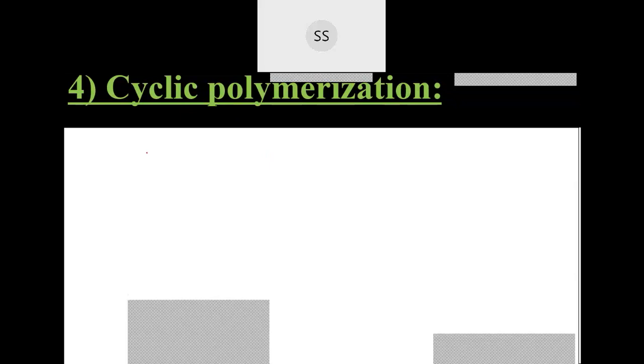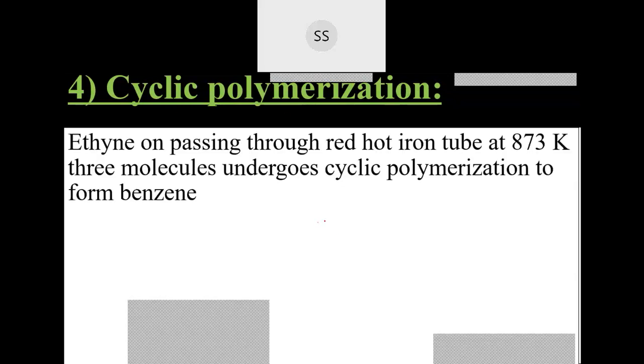Okay, now to form a benzene, this is what happens in cyclic polymerization, because to form a benzene, cyclic means what, you're closing the ring. So benzene is one of the stable structures which can be formed during the reaction. Here 3 molecules of ethyne combine together, and then finally they give rise to benzene. This reaction takes place in the red hot iron tube, which is maintained around 873 Kelvin, where 3 molecules undergo cyclic polymerization to form benzene.